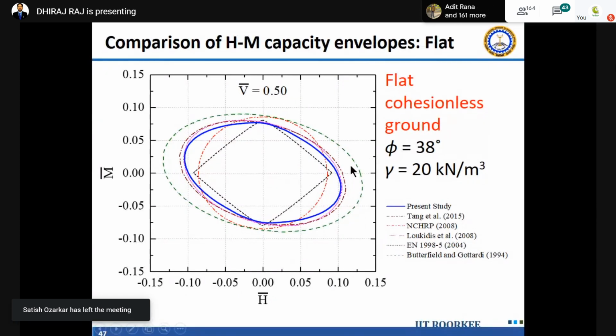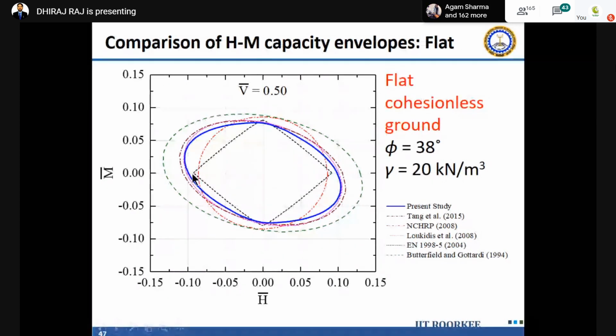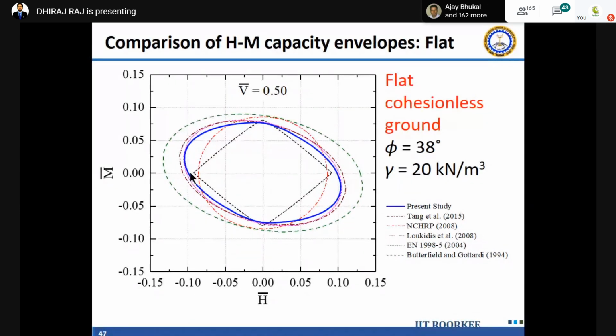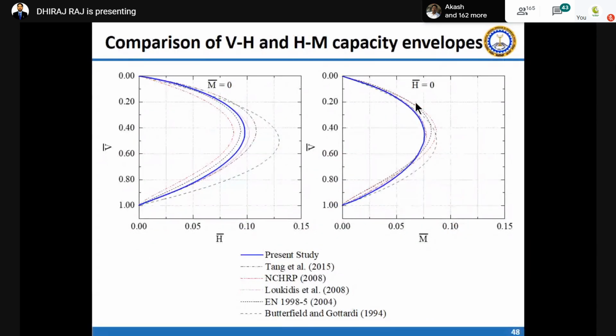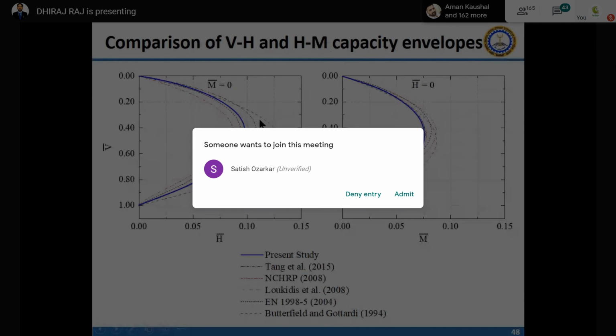Okay, but for pure horizontal and vertical load, you can see the blue line is my study. You can see there is a difference, there is a lag between them. So what is happening? Sometimes we are applying some kind of factor of safety in such a way that our foundations are safe. But actually, if you compare, there is some lag even for foundations on flat ground. But in the case of slope, there is again a comparison of VH and HM. Here you can see these lines are all quite close.